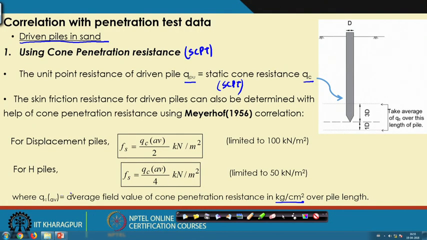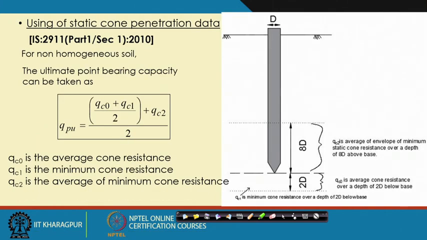For H pile or H section pile, this expression is QC average divided by 4 and it is limited to 50 kilonewton per meter square. So, that means here your QS cannot be greater than 100 kilonewton per meter square, and in this case QS cannot be greater than 50 kilonewton per meter square. Okay. This is method number 1. And then the next method is the IS method.